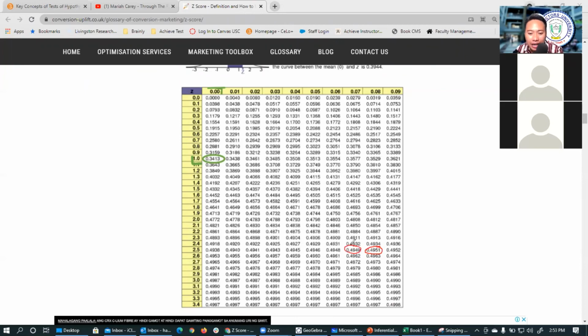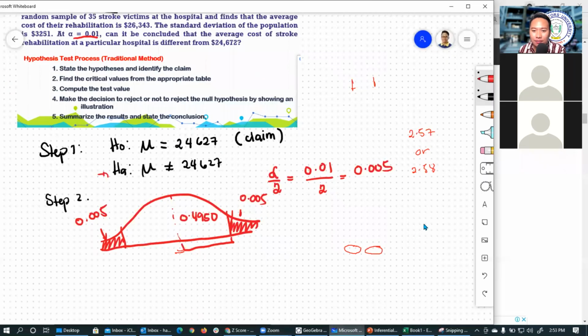So we have two z values. Either we have 2.57 or 2.58. We just choose between the two. I'm going to be using 2.57, okay? So let me go back to the previous, and let me clear the annotation.